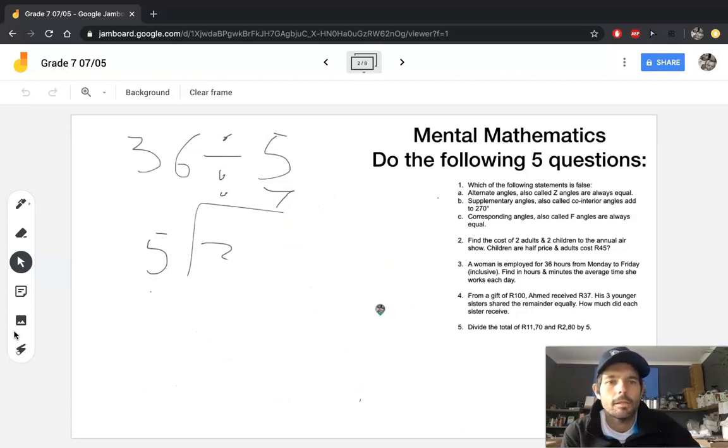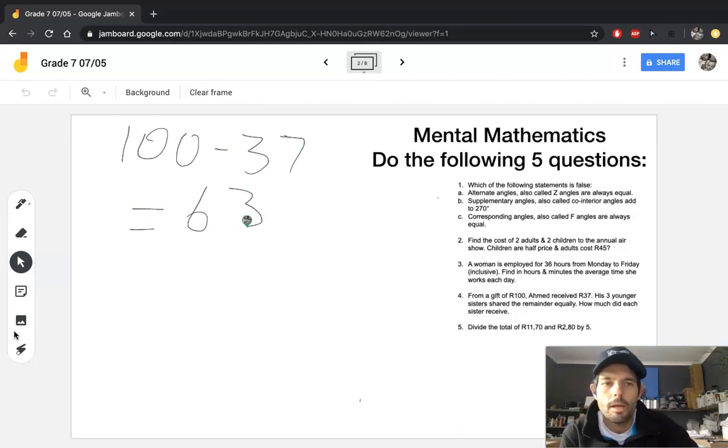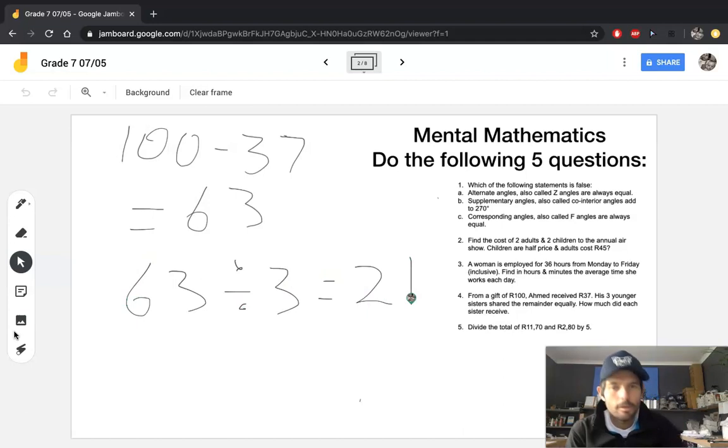His 3 younger sisters shared the remainder equally. How much did each sister receive? So the first thing we need to do is find out how much the sisters need to share out amongst each other, and that's 63 Rand. We take Ahmed's amount off first, and then 63 divided by 3 is going to give me 21. So each sister gets 21 Rand.